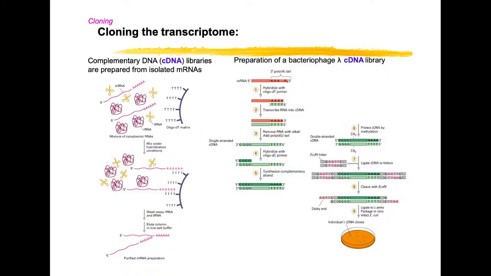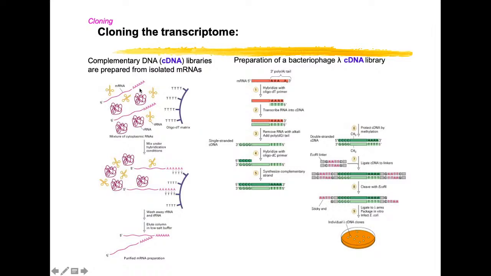Then, cloning the transcriptome. Here we can see two methods. One is from complementary DNA libraries, which are prepared from the isolated mRNAs. In the first cycle, mRNAs have a poly A tail of adenine nucleotide base pairs. You also have tRNA and ribosomal RNA, and at the end we only want purified mRNA from this.